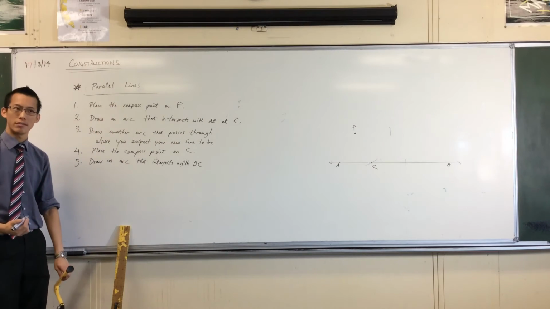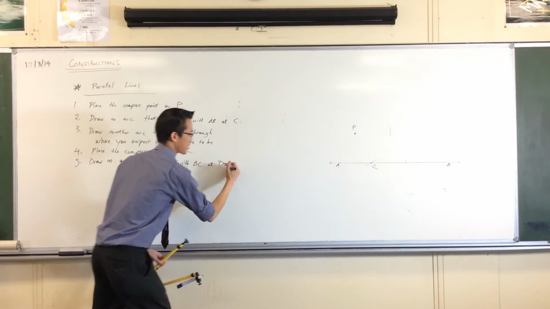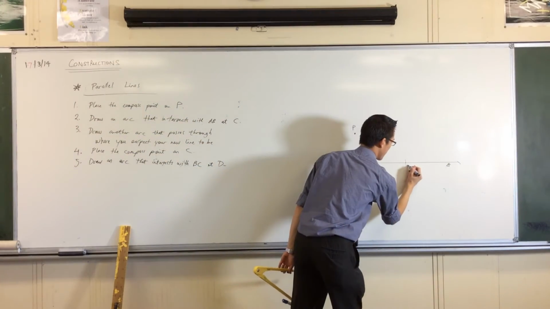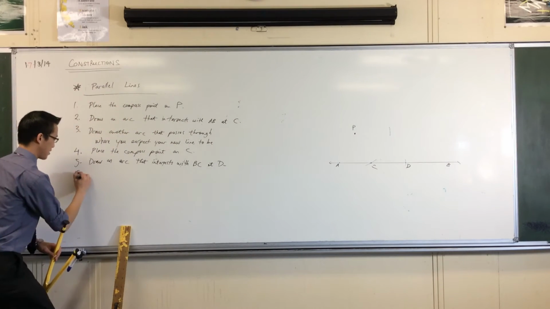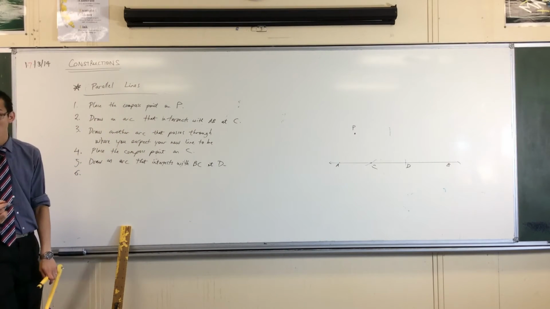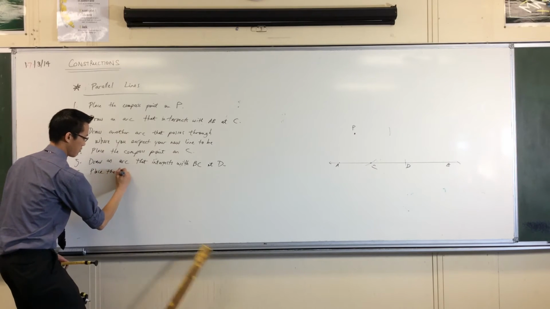What should we call that point? Let's give it a name. J. Good choice. Okay, now we're almost there. Okay, step 6. Place the compass point on D. Oh, there goes my ruler.